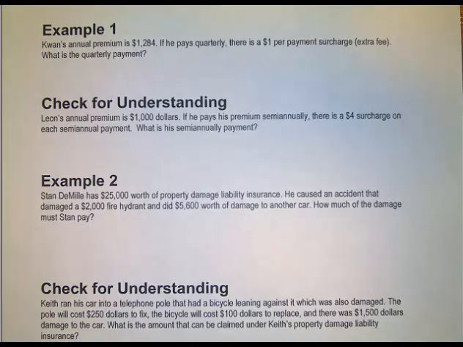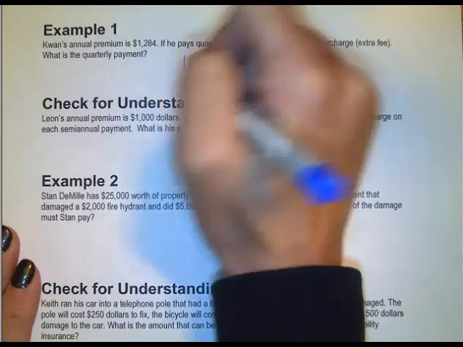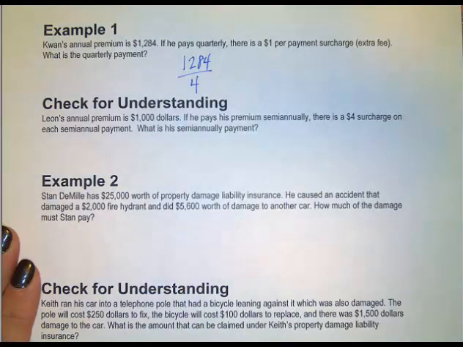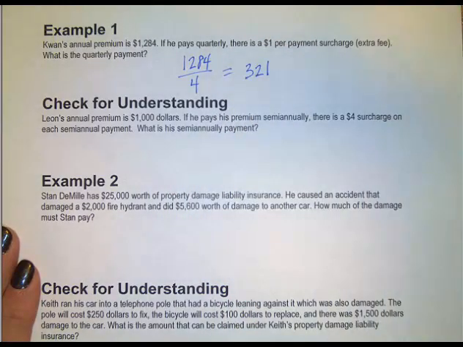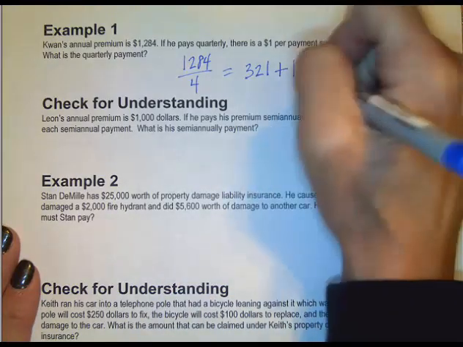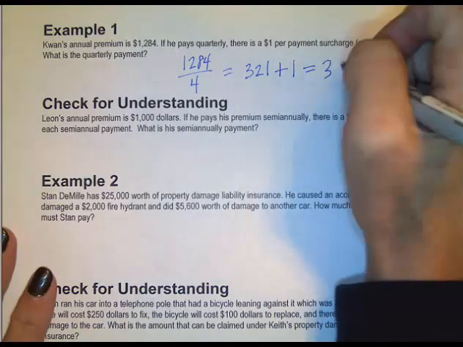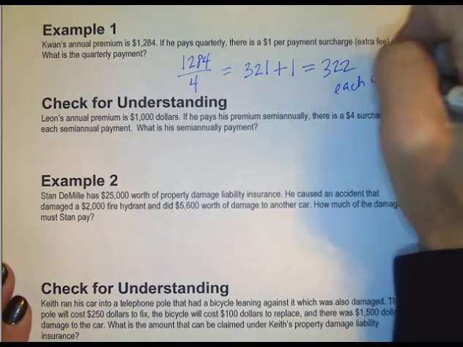K1's annual premium is $1,284. If he pays quarterly, there is a $1 per payment surcharge. What is his quarterly payment? So quarterly means he's going to pay it 4 times a year. So take your $1,284 and divide by 4. You're going to get $321. But because he has a surcharge for each payment, you're going to pay $1 extra each time. So you're going to pay $322 each quarter.